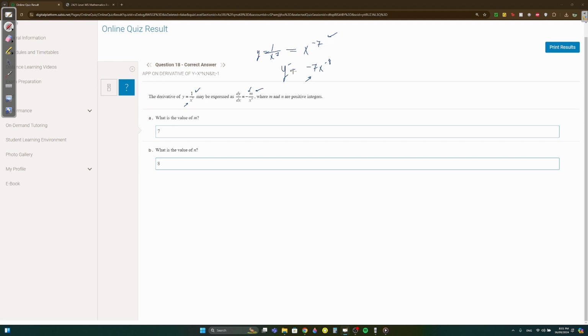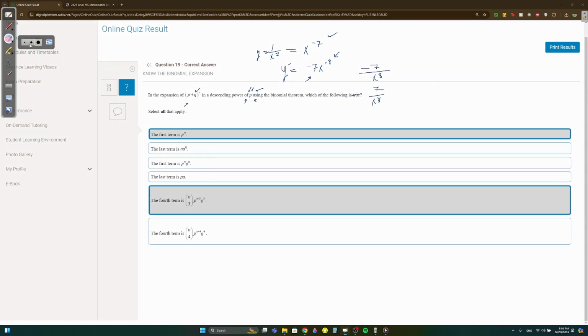Now, let's see how they wrote it. First, guys, by the way, after deriving, you're not allowed to have a negative power in your answer. You have to keep it positive. Not before you derive, I'm saying after you derive, when you're writing down your answer. So it's going to become negative 7 over x to the power of 8. They took the negative outside. So what's it going to be? 7 over x to the power of 8, right? So 7 is my m, and n is 8.